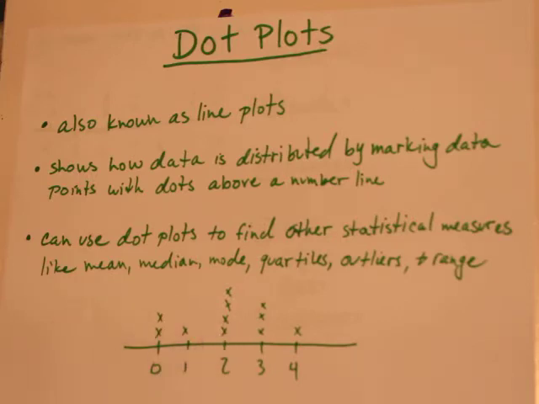So this would be an example of how a dot plot would look. You've got your numbers that are the data points, and then the X's represent how many times that number occurs in your data set.